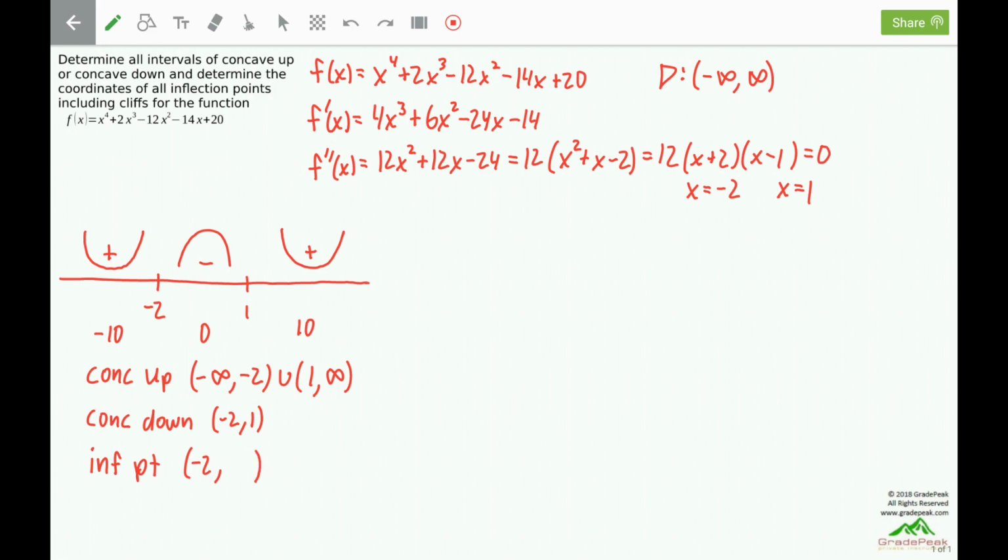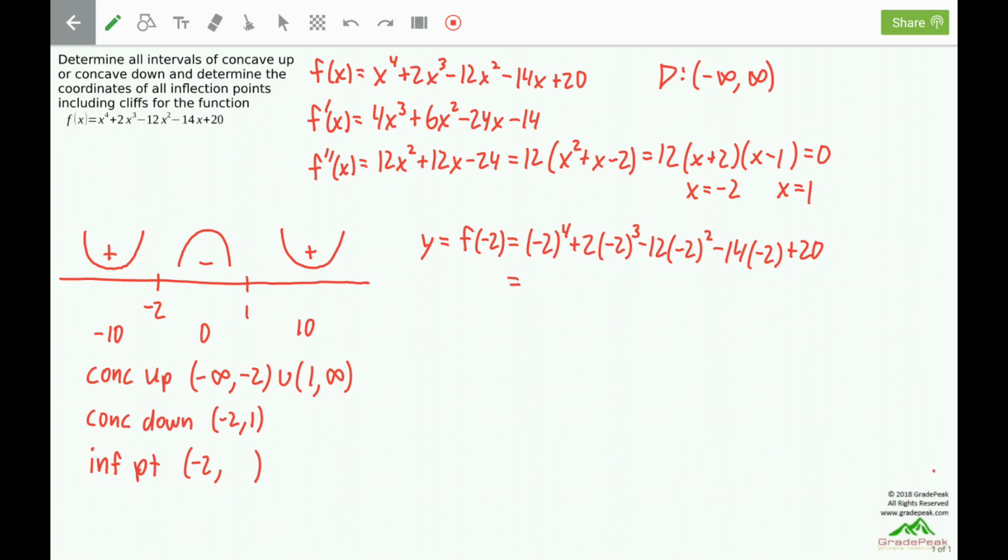There will be some corresponding y-coordinate that can be found by plugging the x-coordinate into the original function. So y equals f of negative 2, which is negative 2 to the 4th plus 2 times negative 2 cubed minus 12 times negative 2 squared minus 14 times a negative 2 and then plus 20.